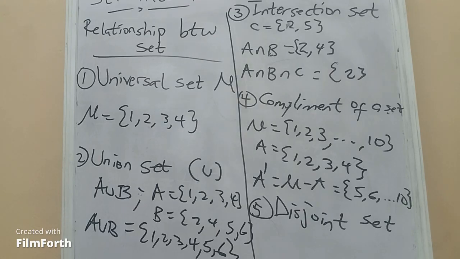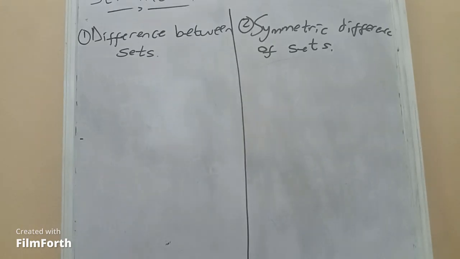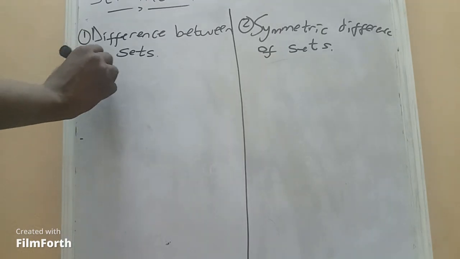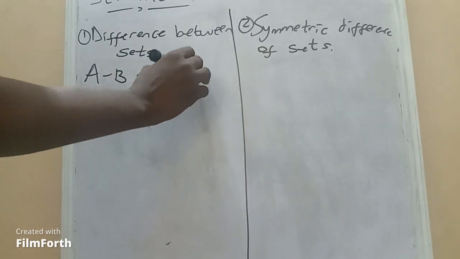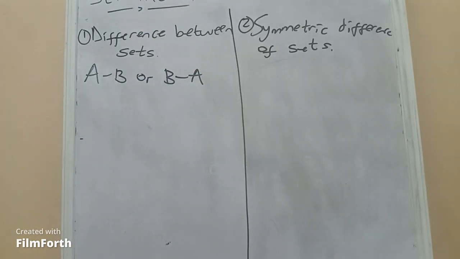But before we get there, we need to talk about two particular subtopics in set theory, which some teachers don't really touch. The first one is going to be the difference between sets. Difference between sets, from the word, just means subtraction of two sets. We have set A minus set B, or you can have set B minus set A. So that is just what we are talking about.